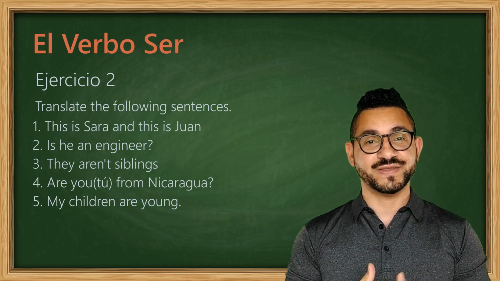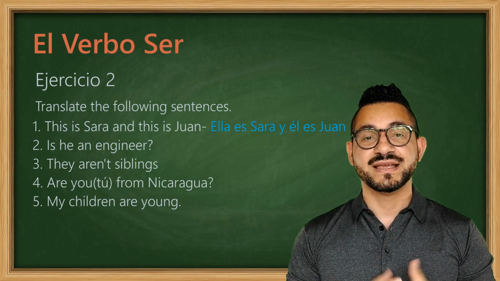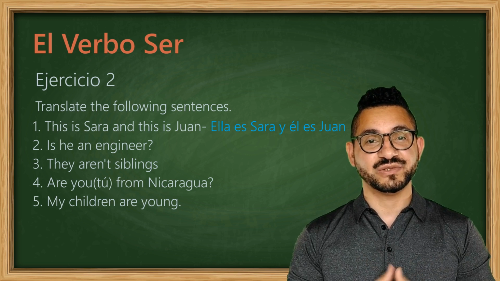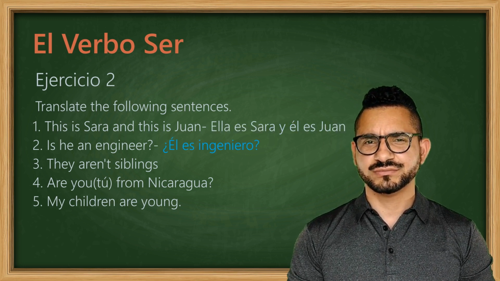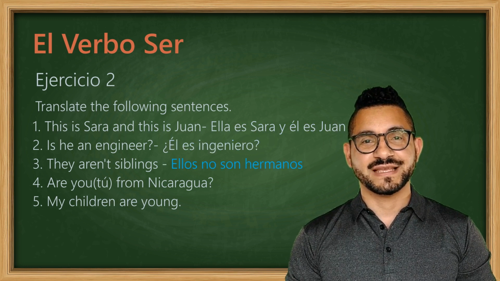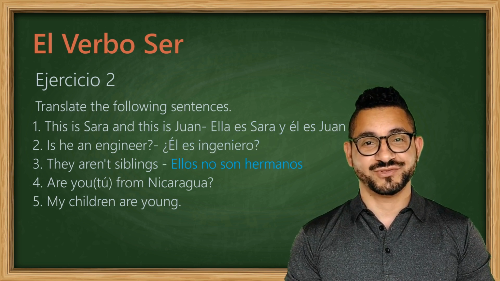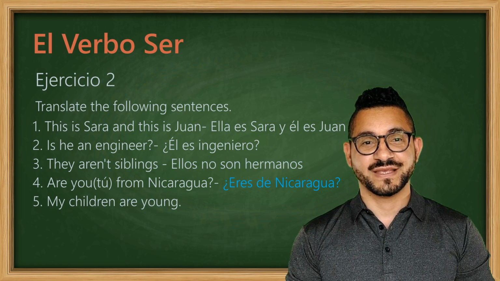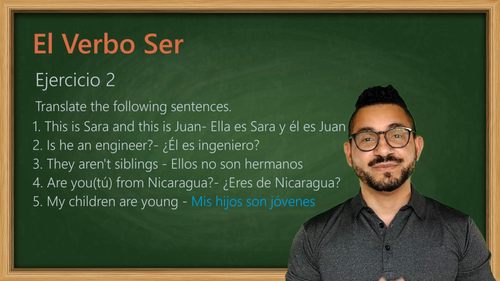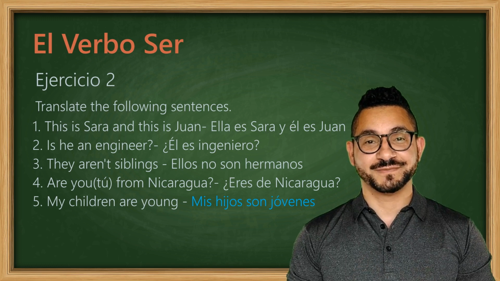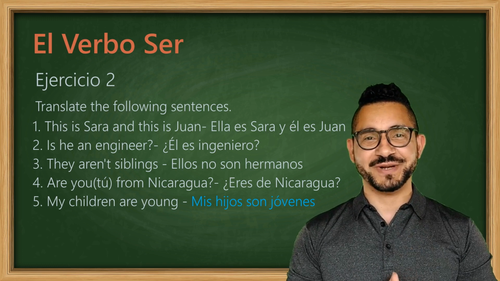Okay, so here are the answers. Number 1, ella es Sara y él es Juan. Number 2, él es ingeniero. Number 3, ellos no son hermanos. Number 4, ¿eres de Nicaragua? Number 5, mis hijos son jóvenes. How did you do? I hope you did great.